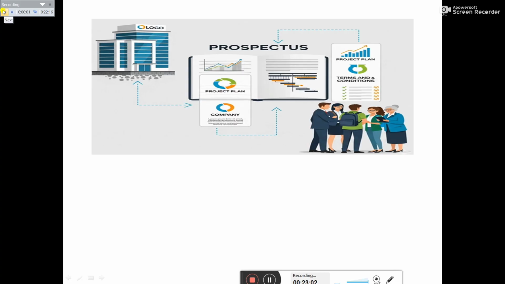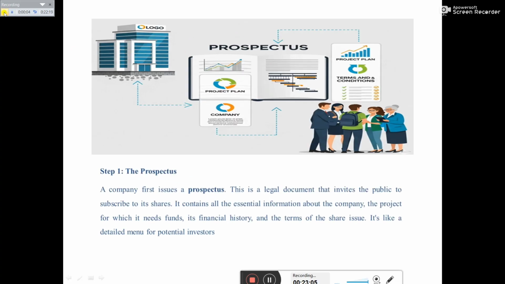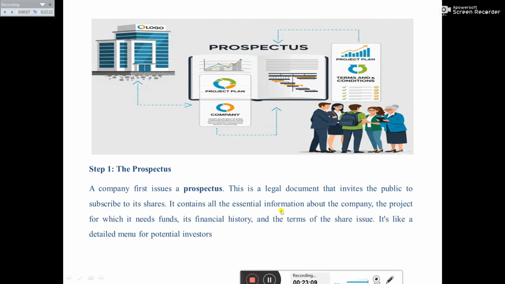So next, go with the prospectus. What is this? Prospectus is a legal document, right? It is a legal document inviting the public to subscribe to the shares. It consists of the project plan, company information, project information, terms and conditions of the company, name of the company, like that. Here they make an invitation and issue it to the public through certain media, paper advertisements, online media, like that, for buying the shares of the company. That's what we call a prospectus.